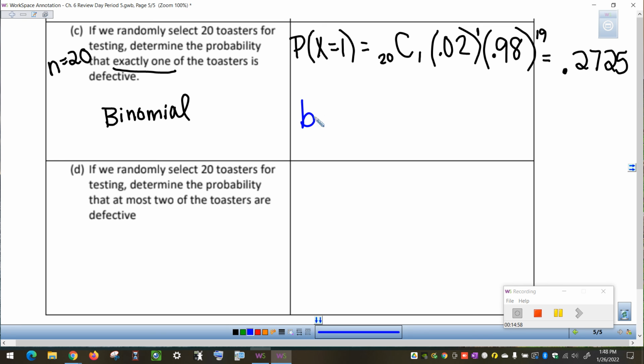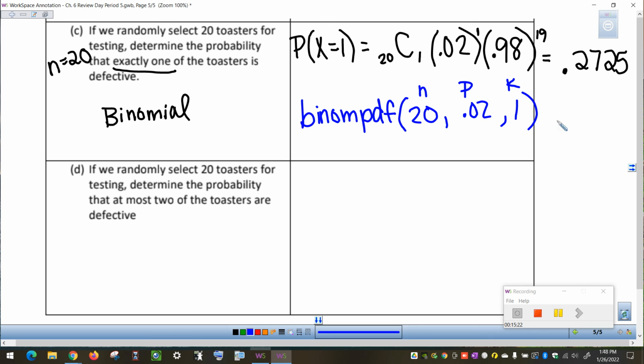Now, the other way that we can do this on the calculator to check is binomial PDF, because it's for an exact number of toasters, exactly one toaster. And in here, it's going to be n, the value of 20, listed first. Our probability p is second, and then we have 1 at the end, just like our k, or our little lowercase x. And if you type that in, you're going to see that you get exactly the same result.